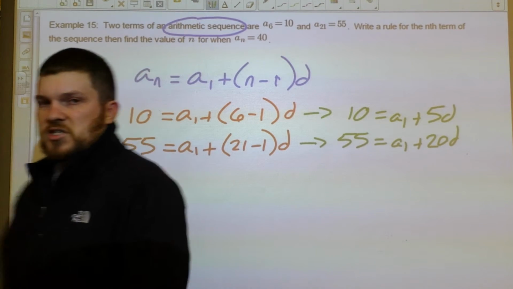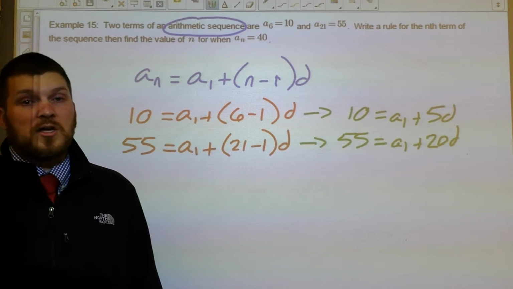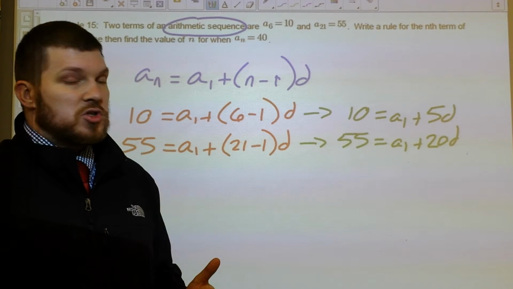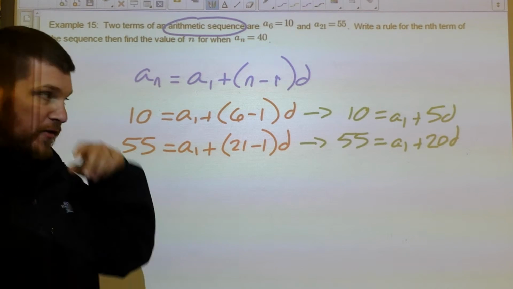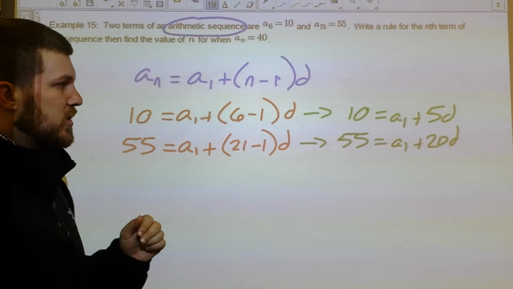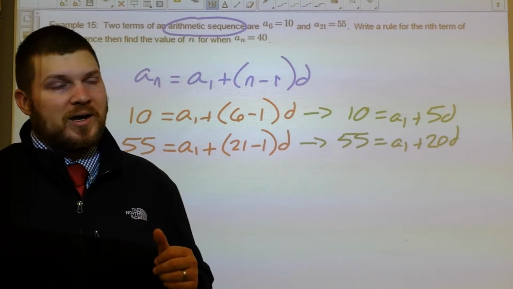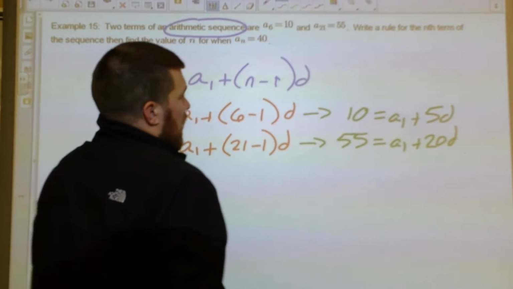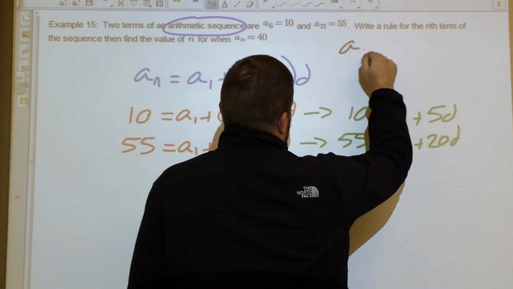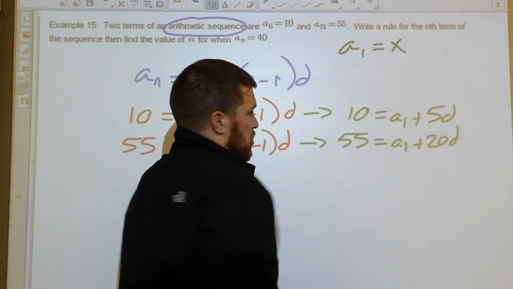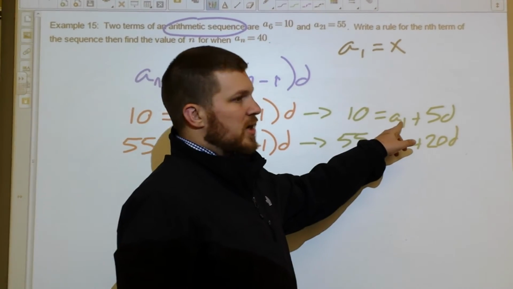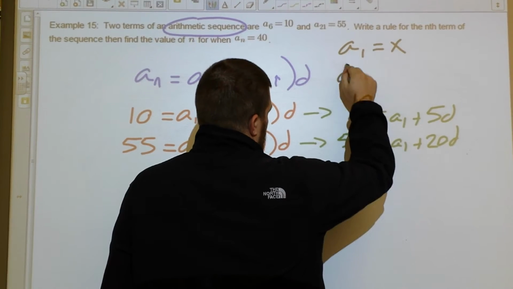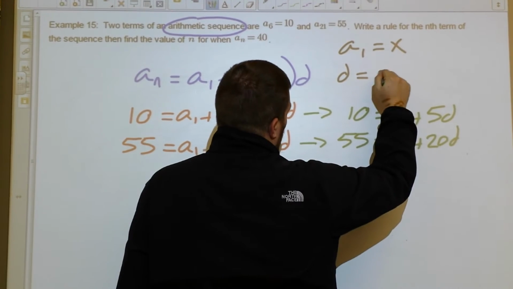Now, this is actually a system of equations. You should know how to solve a system of equations by hand using elimination, or substitution, or by graphing with a calculator. I'm going to do graphing, but before I do that, remember, a calculator only likes x and y. So I'm going to pretend that a sub 1 is equal to x. When I see a sub 1, I'm going to type in x, and everywhere I see a d, I'm going to put a y.